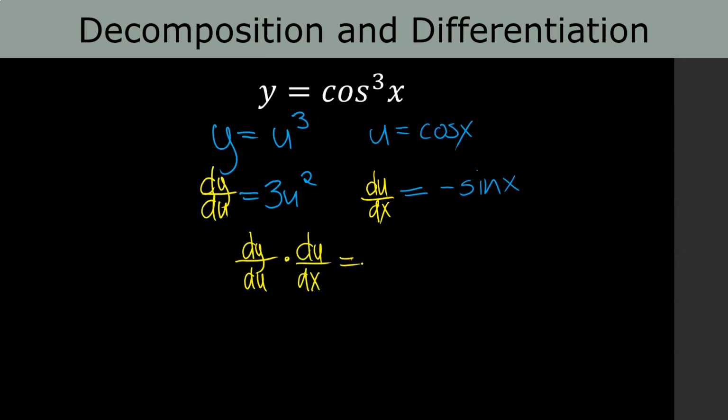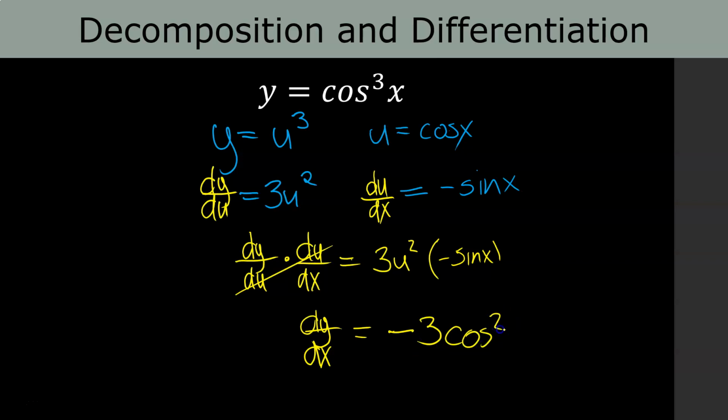is equal to, well, we'll write what dy du is equal to, 3u squared, and du dx is negative sine of x. And so dy dx is just, I'm going to pull this negative out front from the sine, negative 3, instead of u squared, I'm going to go back and take cosine squared, and then we still have a sine of x.